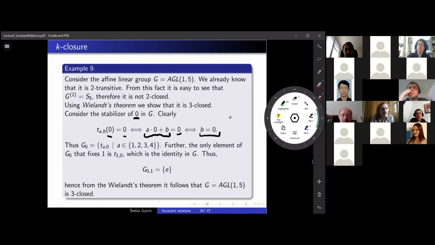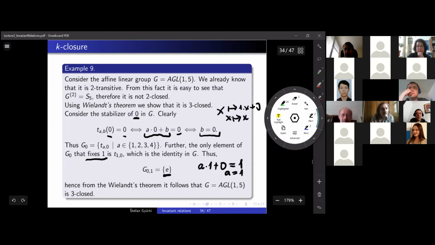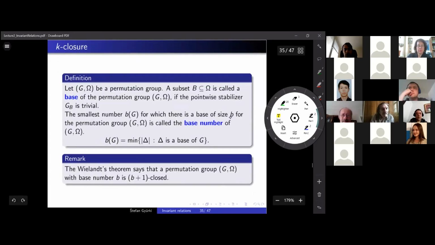Now let us consider from this set which are those which are fixing the element 1. If you are considering that 1 times a plus 0 has to go to 1, you immediately obtain that only one of these elements is fixing also the element 1, and this is which sends x to 1 times x plus 0. So x goes to x, and this is the identity. So we find 2 points in the basic set omega whose pointwise stabilizer is trivial. So directly from the Valence theorem, we have that this group is 3-closed.